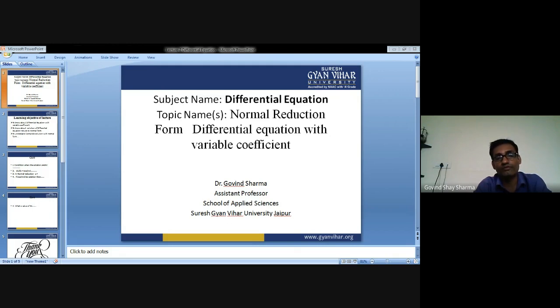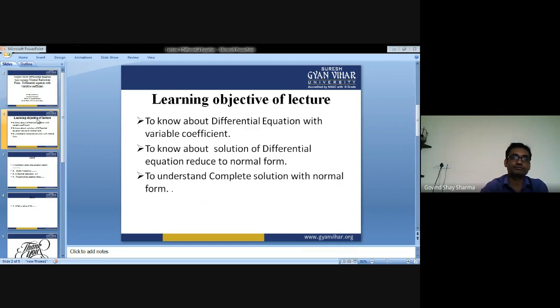If we see the right hand side, this has constant coefficient, so we can easily find out the CF and PI of this type of equation. So in this lecture, the objective is to understand the solution by the reduction to normal form method. After this we have a quiz for you students. This is a very interesting concept to understand.